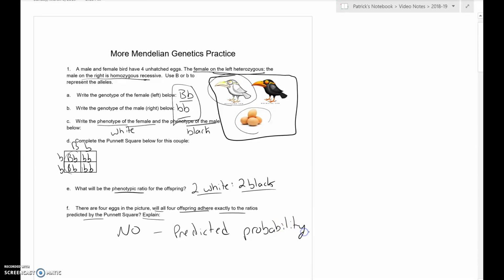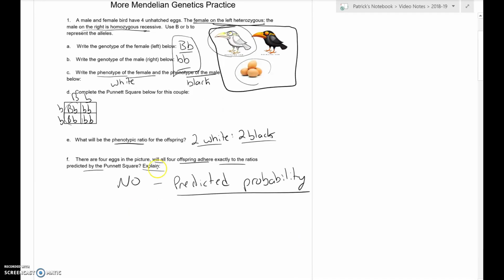Probability. Okay. So we could end up having all 4 of them be white. We could end up having all 4 of them be black. We could have 3 white and 1 black, 3 black, 1 white. We don't really know until they actually hatch. But if we had, say, 100 eggs, then we would know that we're probably going to get closer and closer to this predicted ratio.